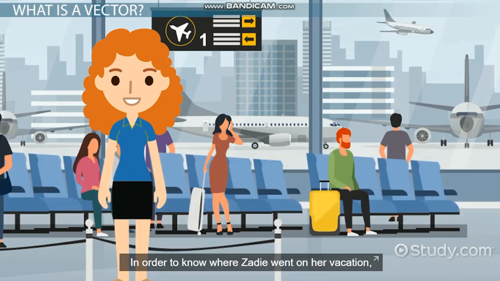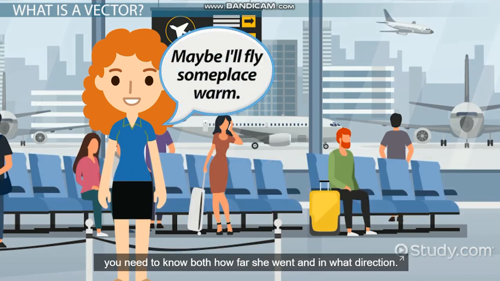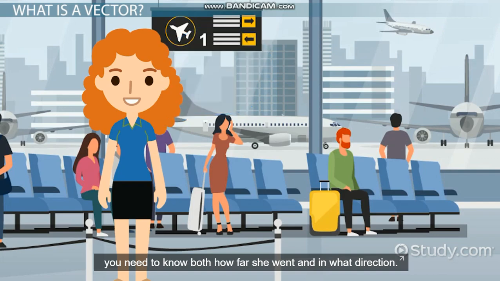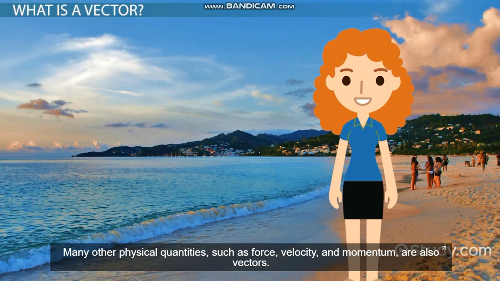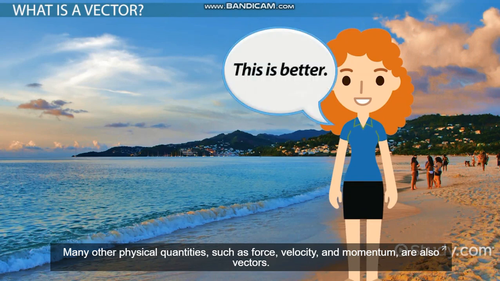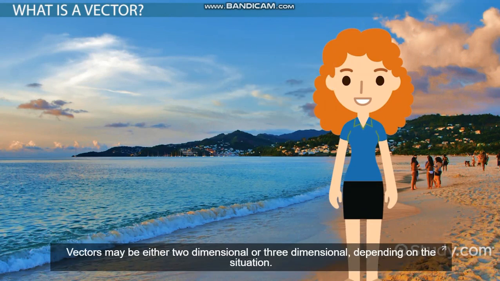In order to know where Zadie went on her vacation, you need to know both how far she went and in what direction. Many other physical quantities, such as force, velocity, and momentum, are also vectors. Vectors may be either two-dimensional or three-dimensional, depending on the situation.